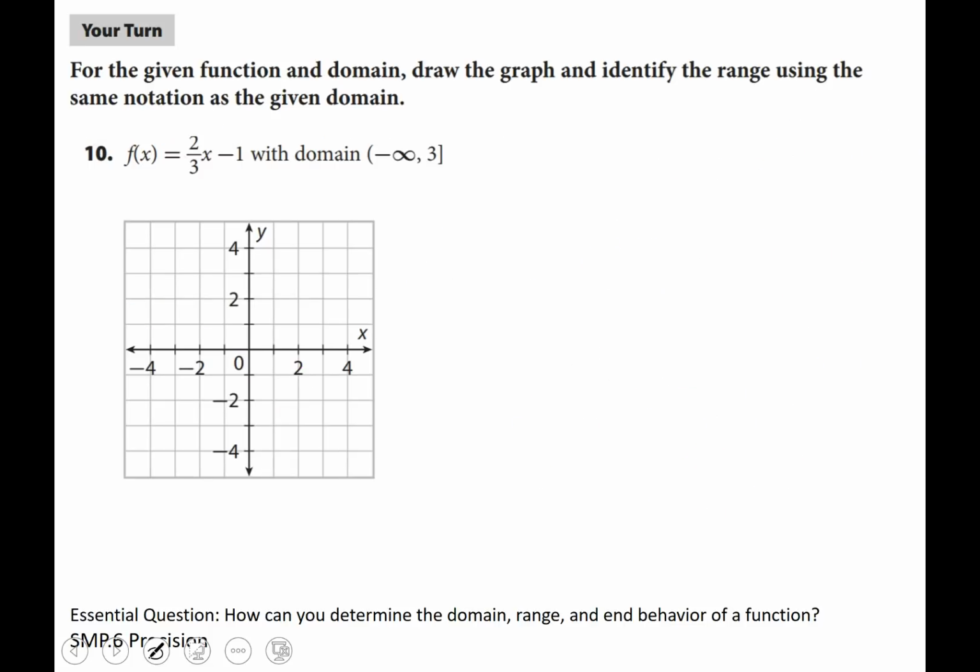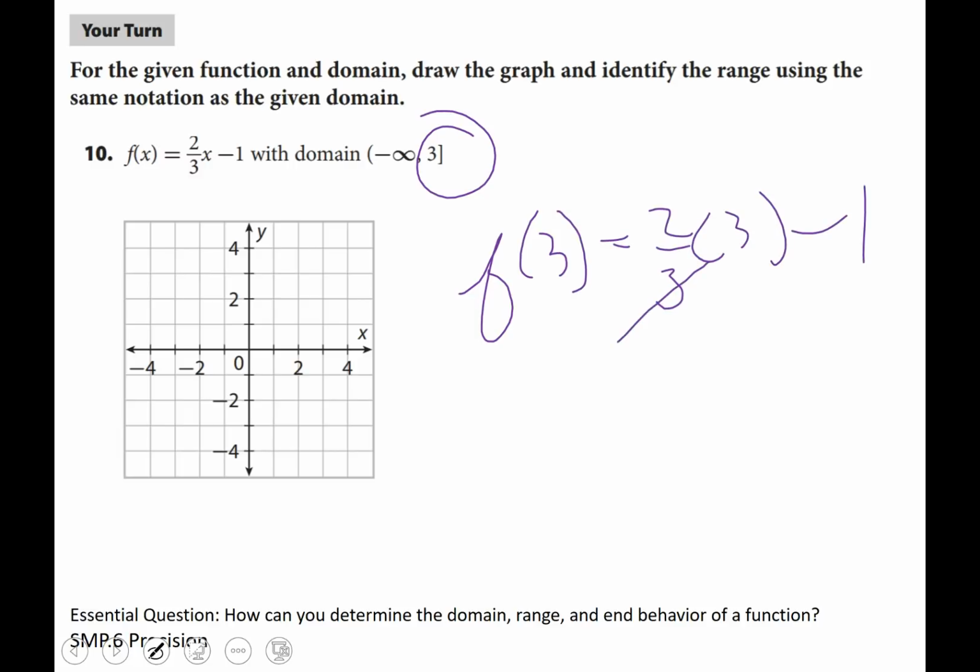All right. For the given function and domain, we're doing the same thing. This time they say the domain goes from -infinity to 3, so I'd probably put that 3 in, and then maybe graph the line like I know I do with y equals mx plus b. So f of 3 equals 2/3 times 3 minus 1. My 3's are going to cancel. I've got 2 minus 1, which is 1. So I have the point out 3, up 1, and it's going to be closed because it used a closed bracket there. So it's going to be a closed dot if it will let me draw it, which it's not.